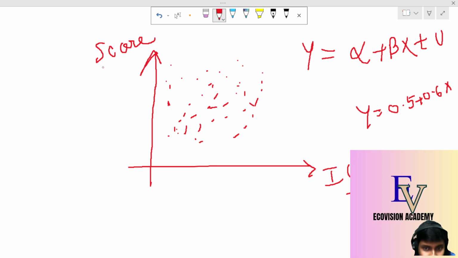How can you tell that there is a linear trend? What is the nature of the correlation between score and IQ from the scatter plot? Can you say? Are you getting zero? Yes, it is zero.